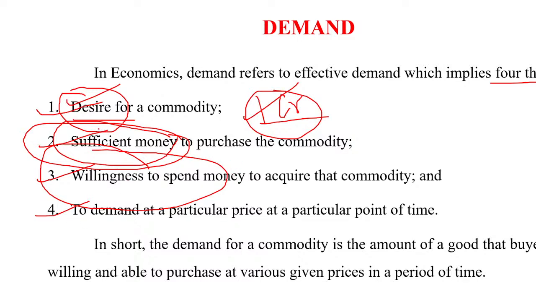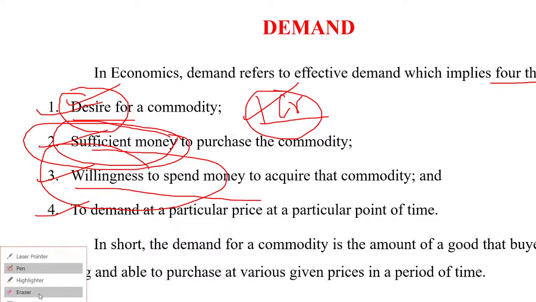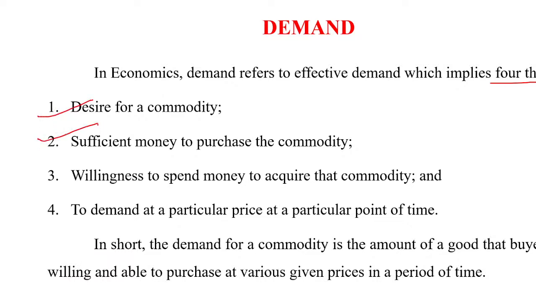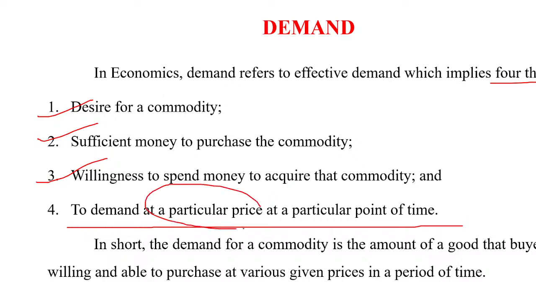So here are these three things. Let's say now I also have the willingness to spend this money. Then comes demand at a particular price at a particular point of time. Let's say all three things are being fulfilled: desire for a commodity, sufficient money to purchase the commodity, willingness to spend money. But whether I am ready to spend this amount right now, at a particular point of time and at a particular price, or otherwise people think, when the price goes down, then we will purchase this commodity. That would not be treated as demand.